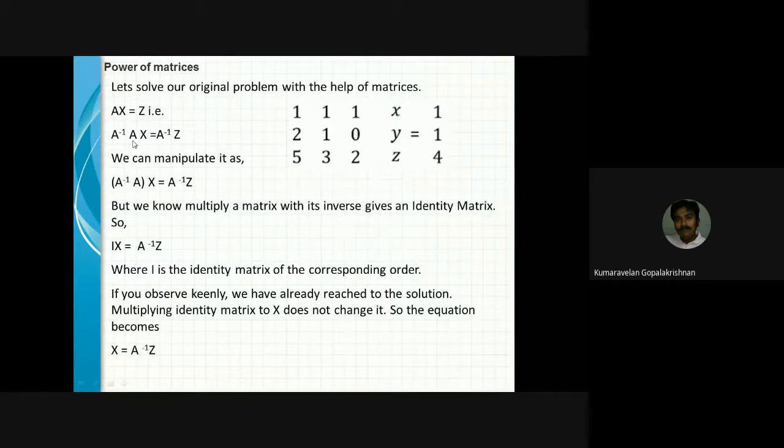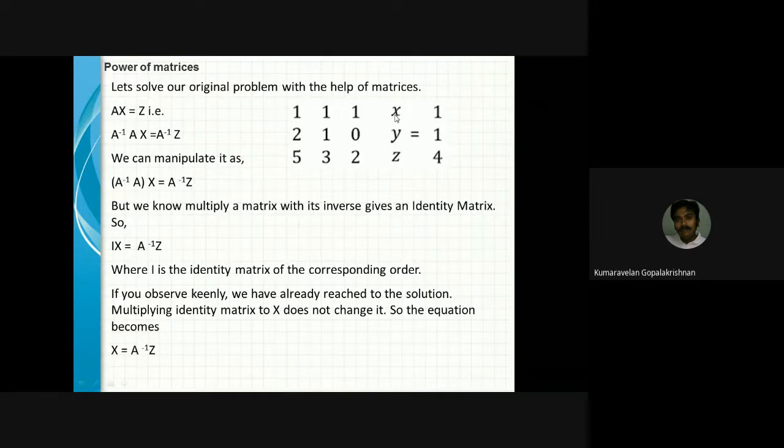For simplification purposes, A inverse into A into X, that's the distributive law. So we know that an inverse into the corresponding element, like 1 by 7 into 7, always leads to 1. So that is the concept, right? So A inverse into A always leads to the identity matrix. We know the identity matrix is represented by I. So this computation becomes I into X. And the left hand side is A inverse into the right side.